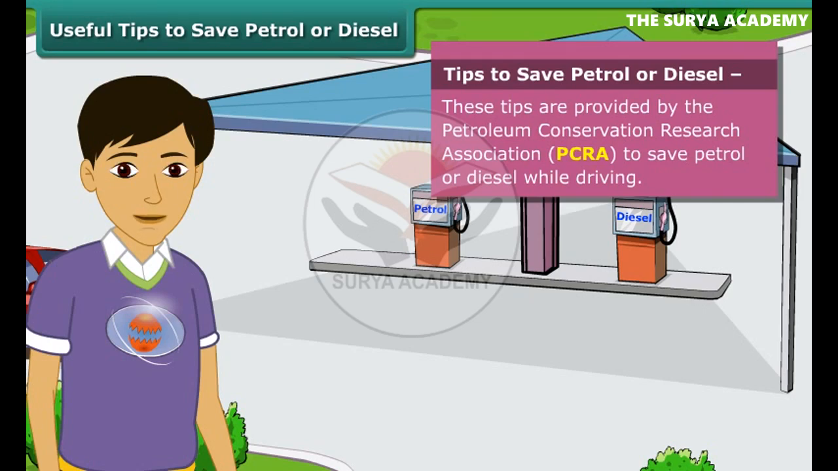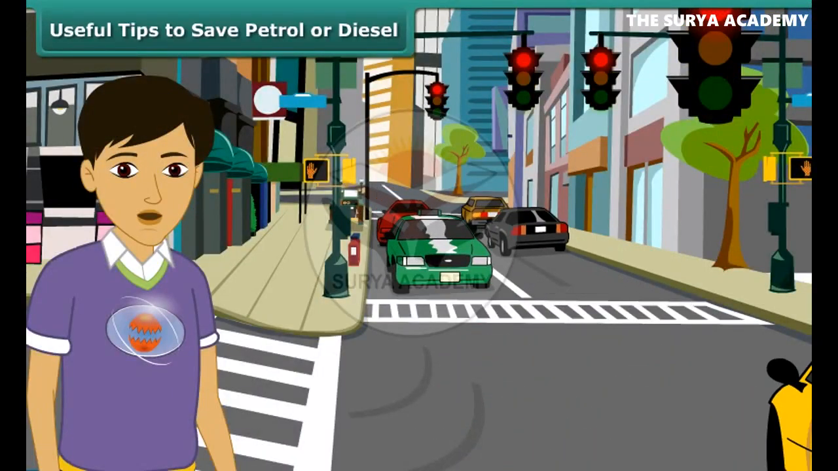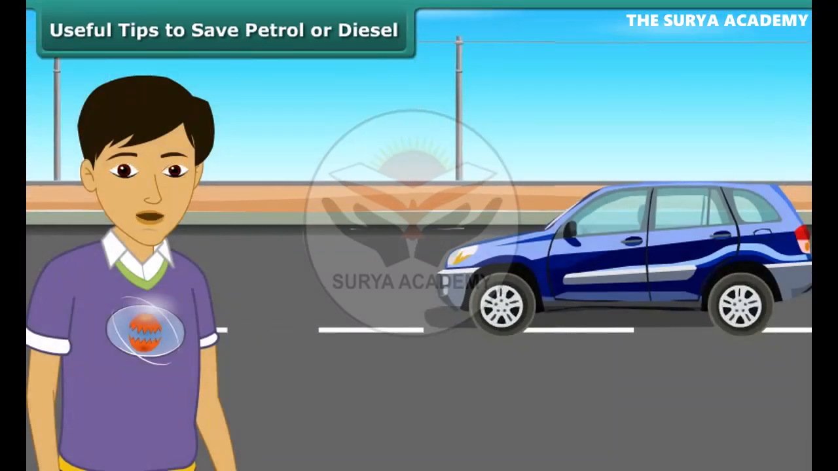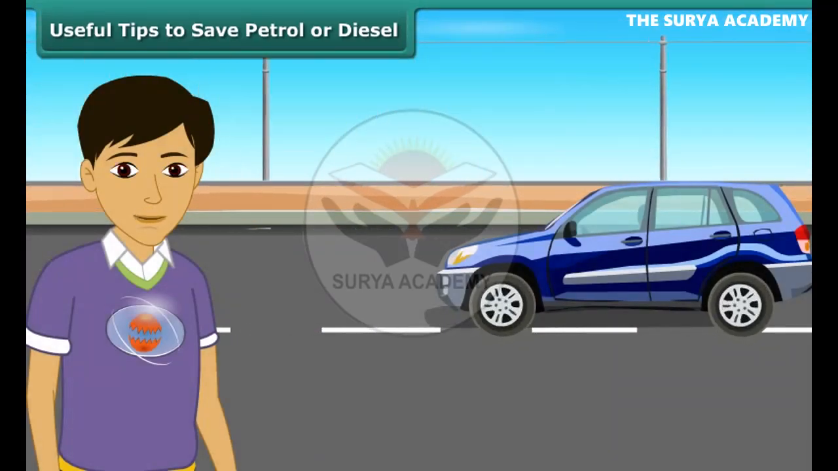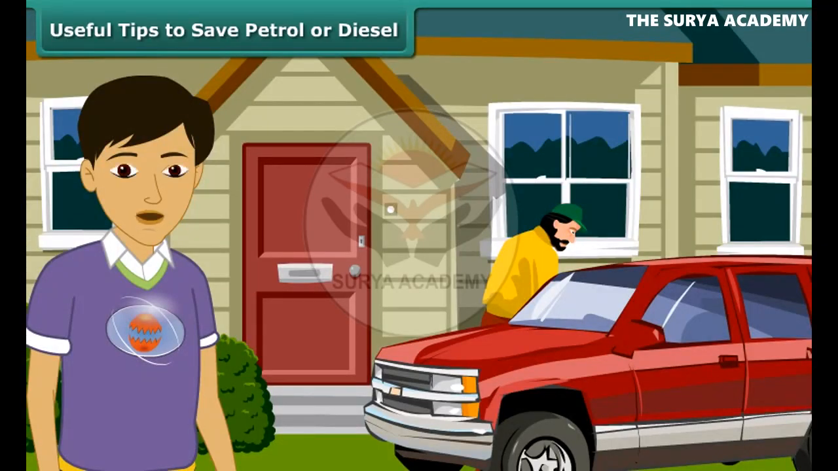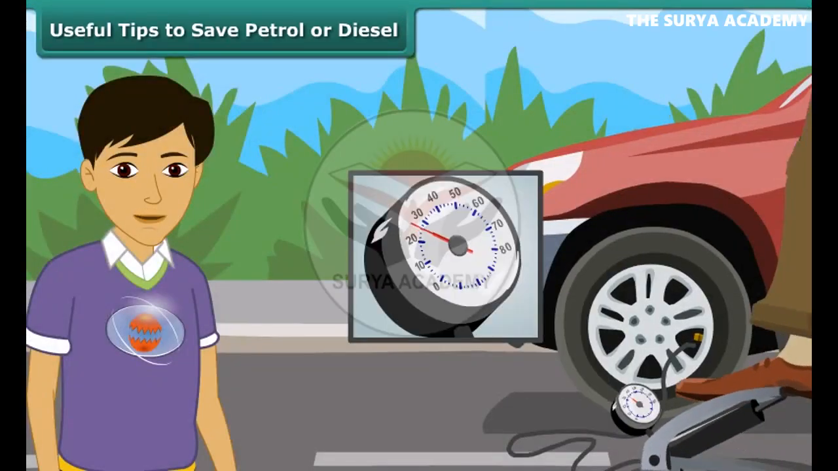1. We should switch off the engine at traffic lights or traffic jams. 2. Drive at a constant and moderate speed as far as possible. 3. We also should ensure regular maintenance of the vehicle and correct air pressure in tires.